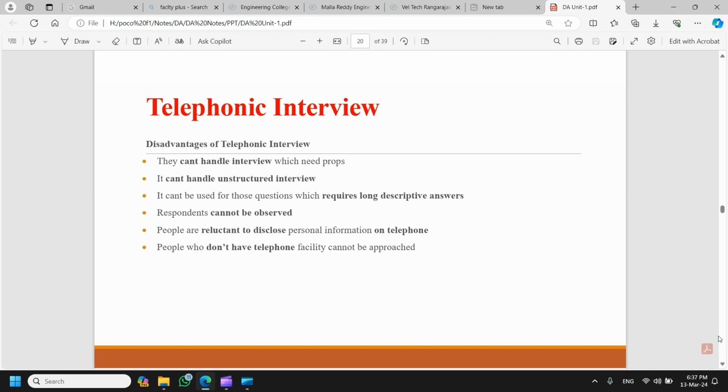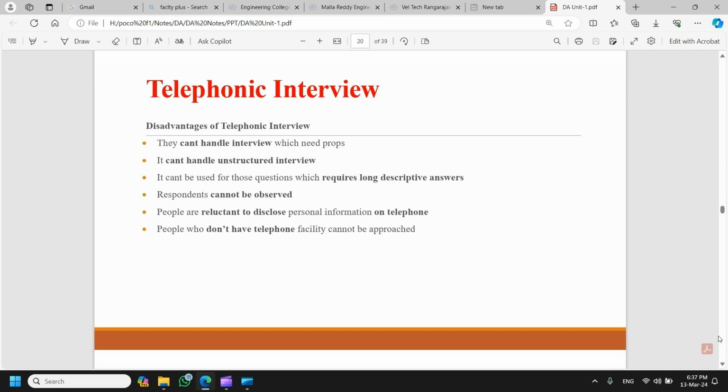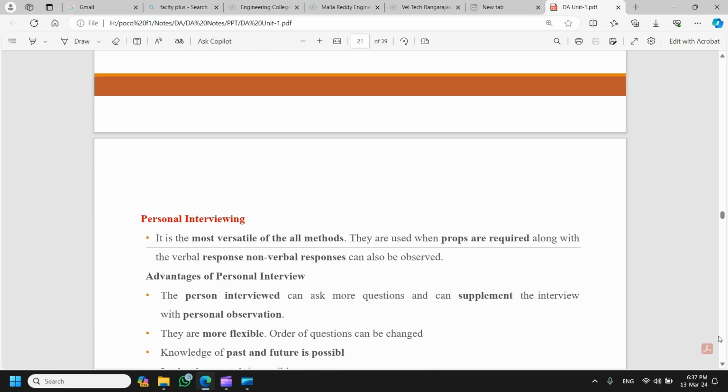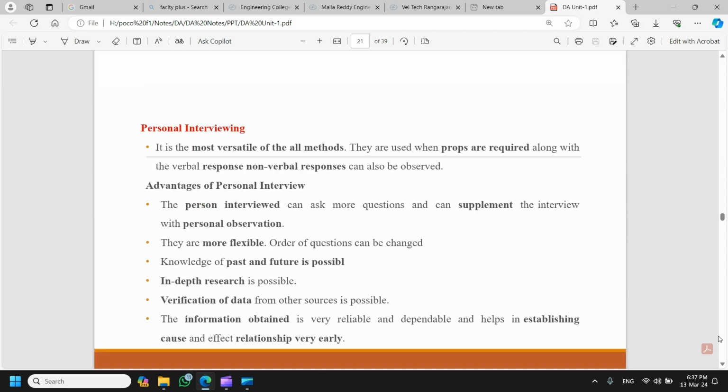Telephone interviews cannot be appropriate for people who do not have telephone facilities. Personal interviews are the most realistic method in that case. Verbal responses and non-verbal responses can both be observed.